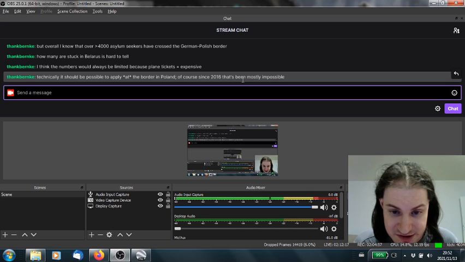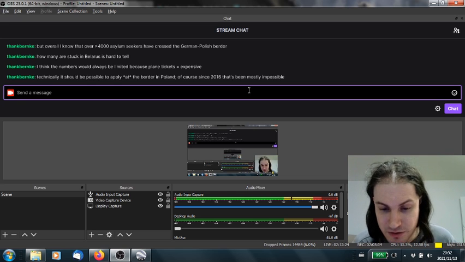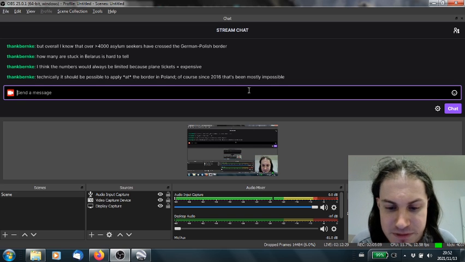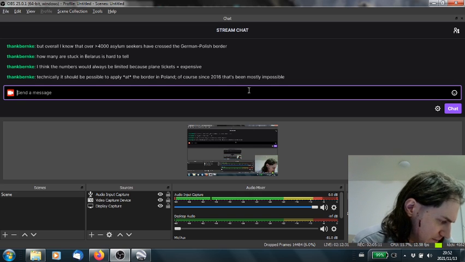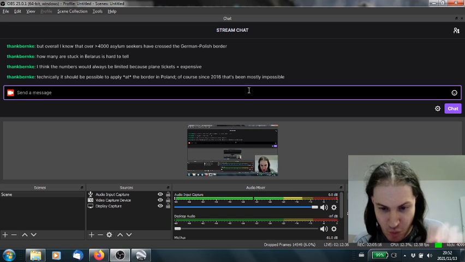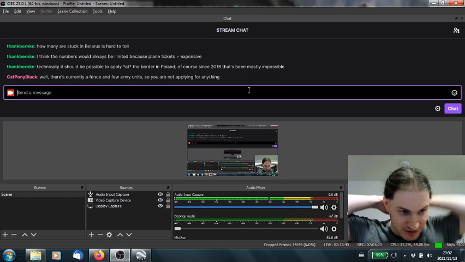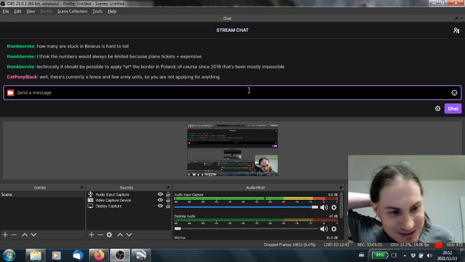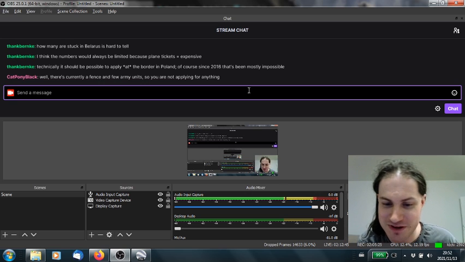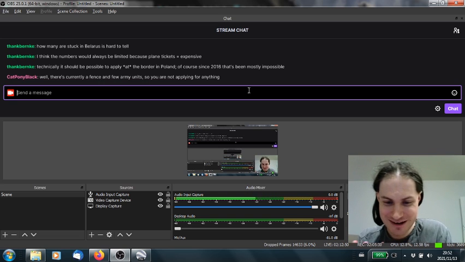Lukashenko is racist and also knows that your NATO is racist. So he's saying, give me money or I will send you a number of refugees that you would not even notice if they just came. So again, when you pass these regulations, first of all, make sure you know what these regulations do. It's not some kind of libertarian doctrine of unintended consequences. Yes, there's currently a fence and a few army units. So you're not applying for anything. Again, people are racist.